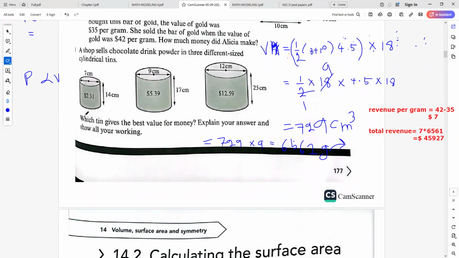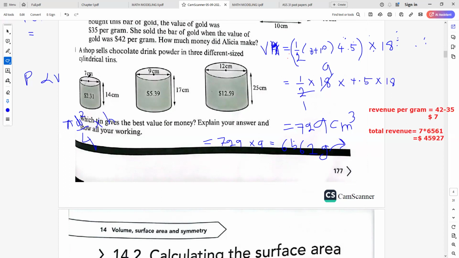We use pi r squared h. Since the diameter is given, we can use pi d squared by 4 times height. We will separately find out the volume of each cylinder.